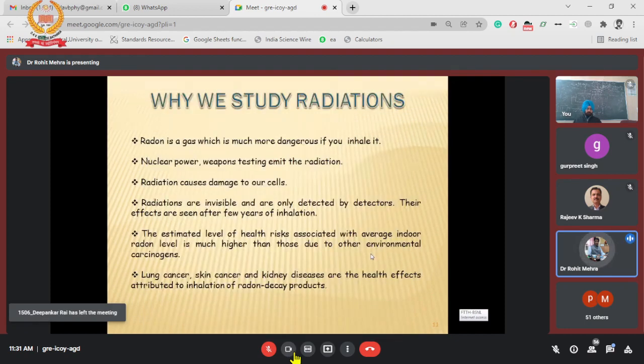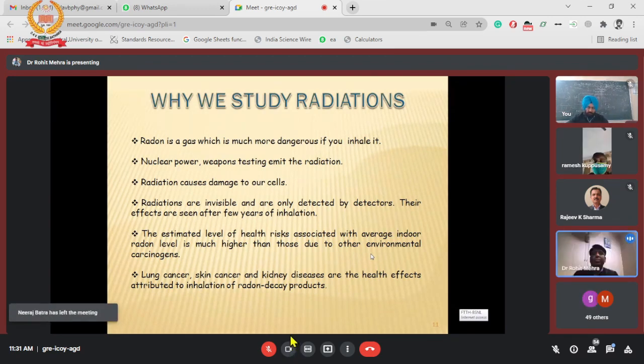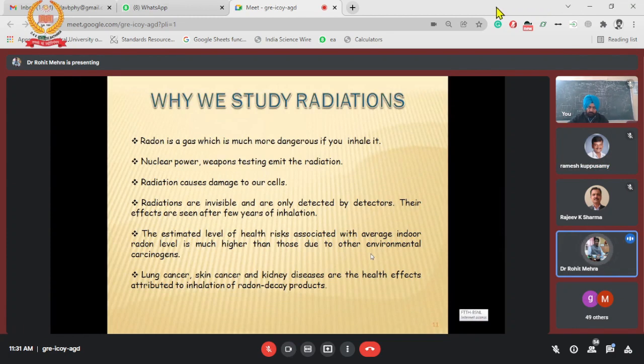Now, why do we study radiations? Of course, now you could answer this question because I have already discussed that radon is a gas. Once a thing is in a gaseous state, it becomes uncontrollable. Similarly, nuclear power and weapon testing emit radiations. Radiation causes damage to our cells. I have already explained, if an alpha is there, you can stop it at your body. With your shirt, if you are wearing it, that alpha will not affect your body. But if you inhale that alpha, it can damage your internal organs. So radiations are invisible and are only detected by detectors. Their effects are seen after a few years of inhalation. They are not very instantaneous.